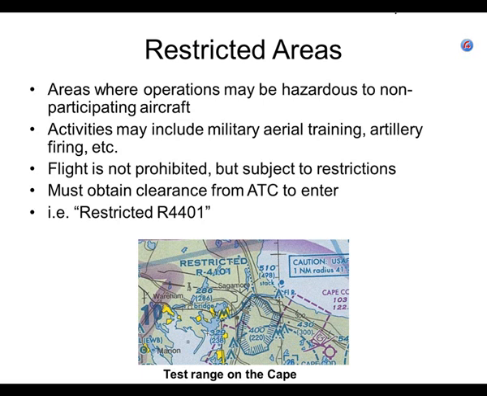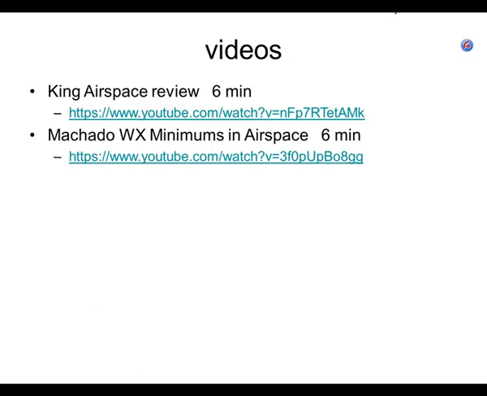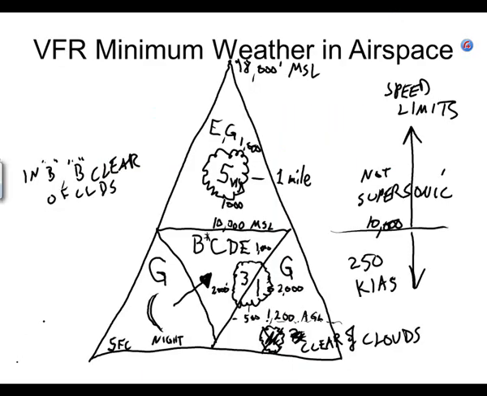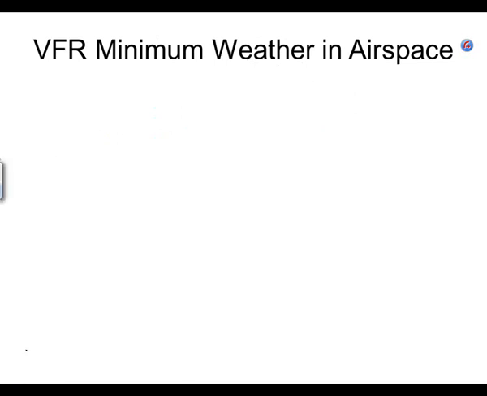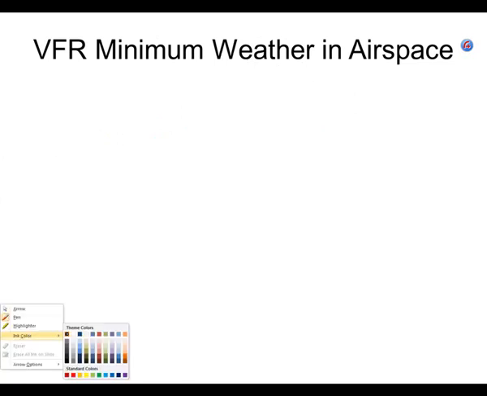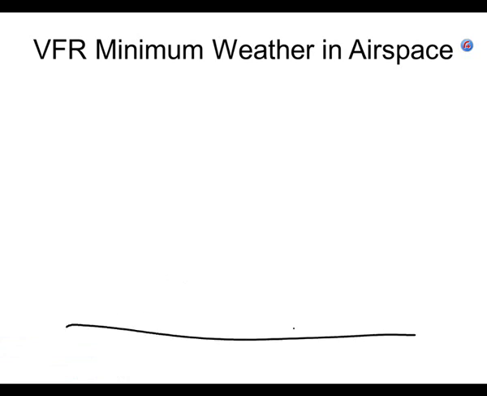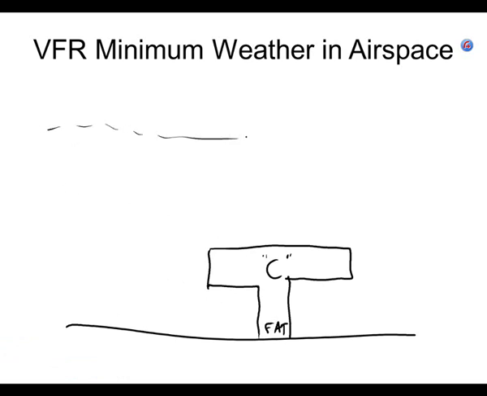So let's see if I can find a better place to draw. Yeah, I could draw on this one. Let's say here's the ground. And let's say that here is Class C airspace over Fresno Air Terminal. And let's say here's 10,000 feet. And I don't like that. Let's try again.